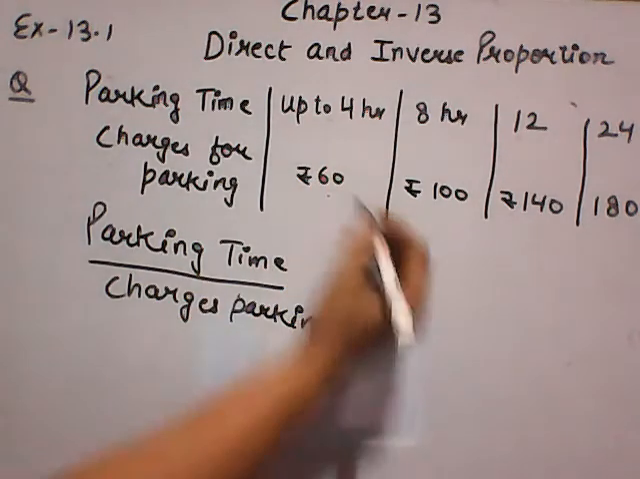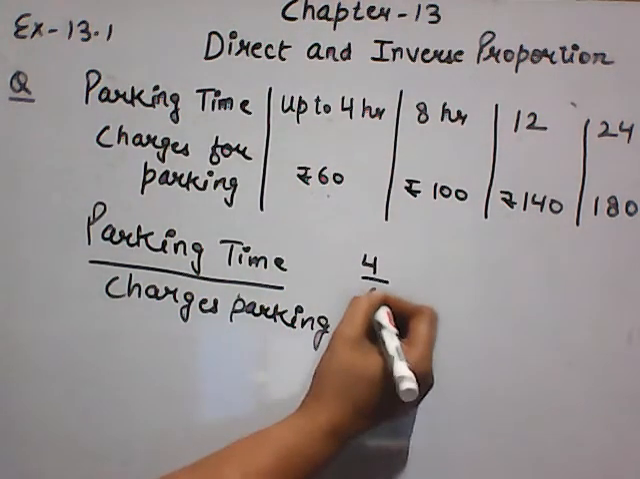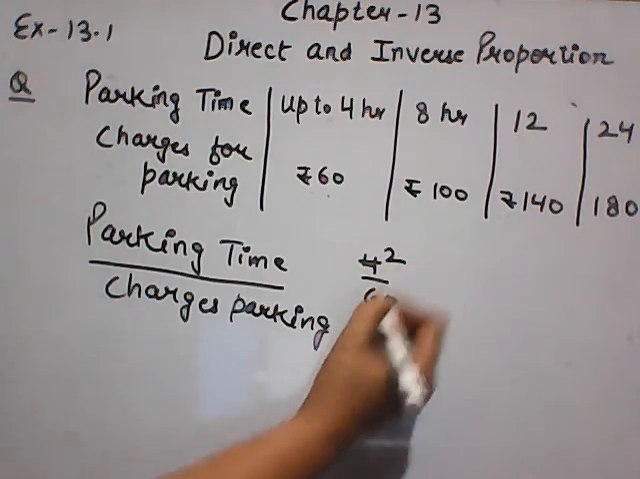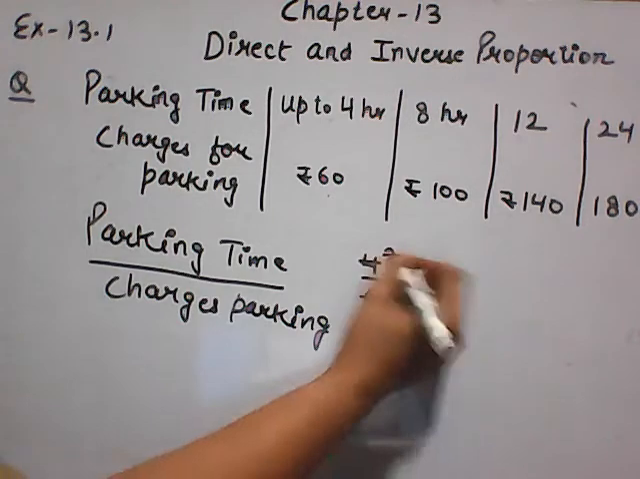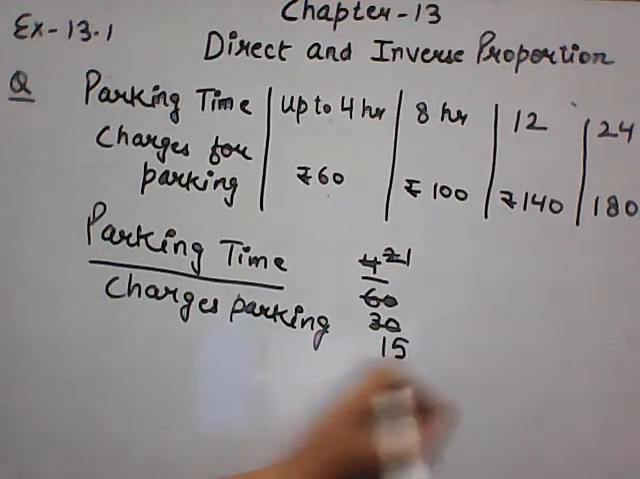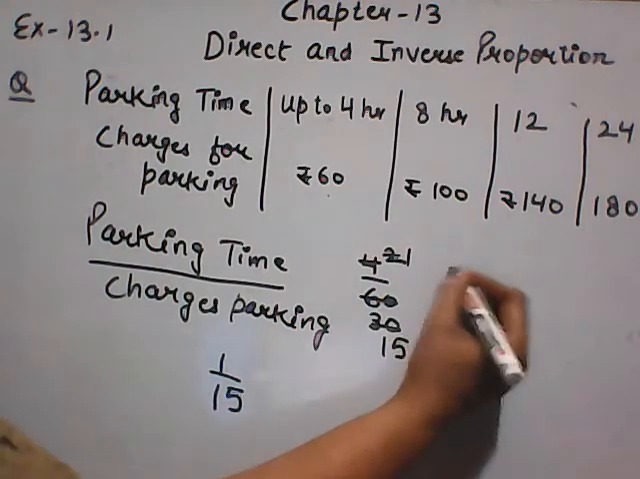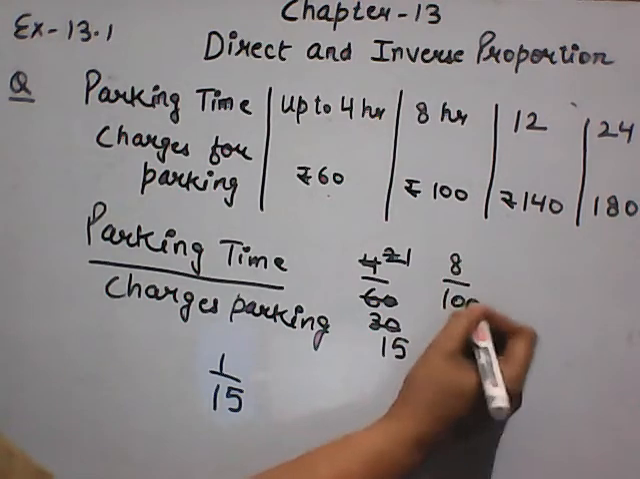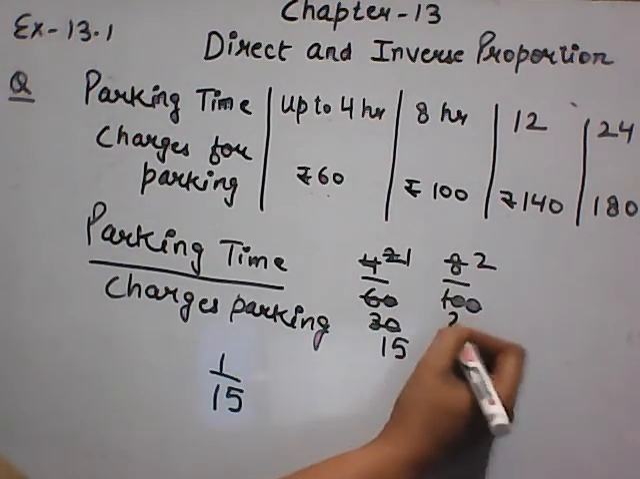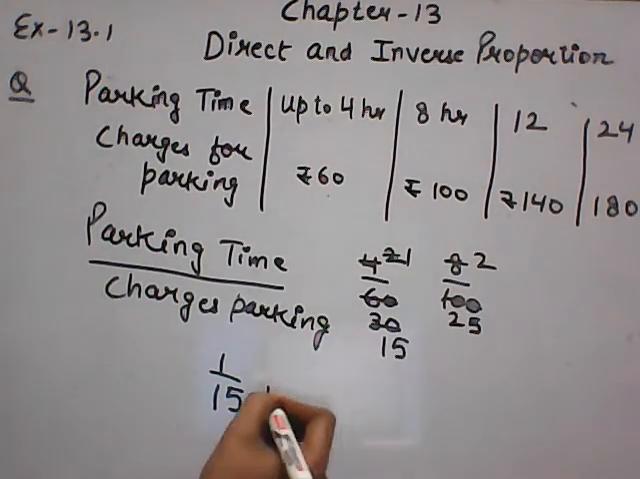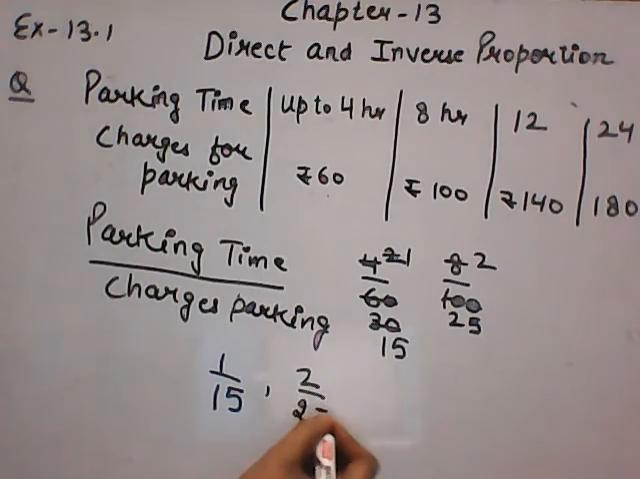In the first case, up to 4 hours, 4 by 60: 2 twos are 4, 2 threes are 6, 2 ones are 2, it is 1 by 15. Now for up to 4 hours the ratio is 1 by 15. Now 8 by 100: 4 twos are 8, 4 twenty-fives are 100, it is 2 by 25. Now here we can see the ratio of parking time and charges for parking are not the same for the various sets. So you can say these are not in direct proportion.